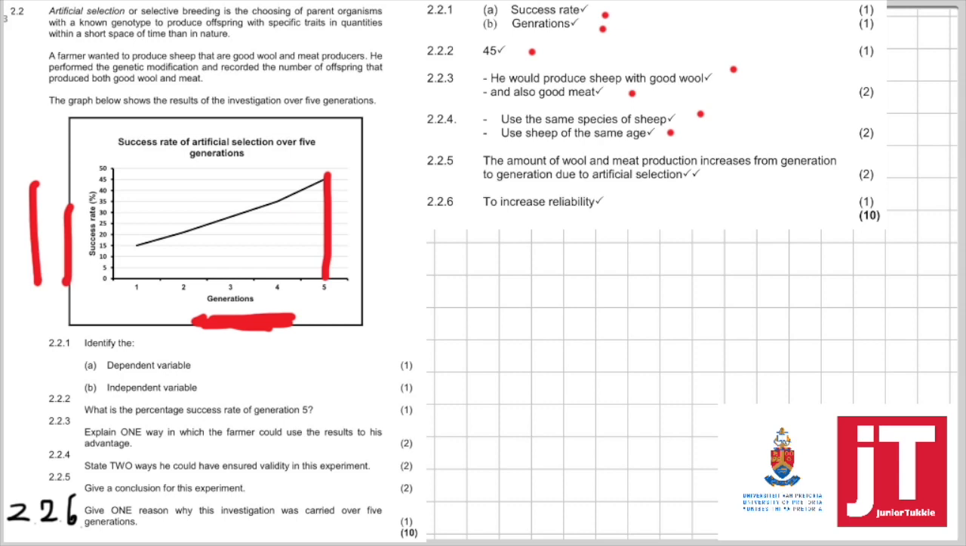Give a conclusion for this experiment. As you can see, the amount of wool and meat production increases from generation to generation due to artificial selection. Here it must be in this order, but you can see it in the graph. Okay. 2.2.6. Give one reason why the investigation was carried out over 5 generations. Of course, to increase reliability.